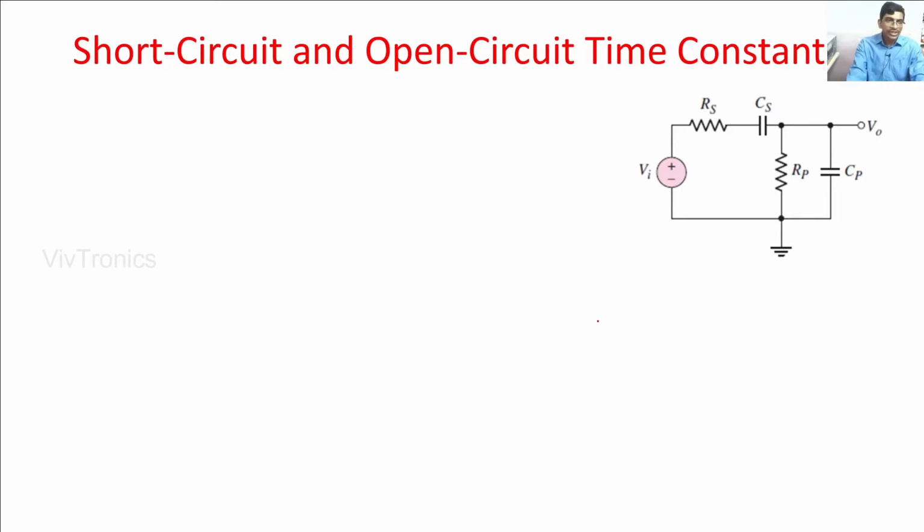Next, we are going to see the short circuit and open circuit time constant of a circuit. The circuit contains both the coupling capacitor as well as the load capacitor. It is different from the last circuit we derived. It is a combination of the series capacitance as well as the parallel capacitance, CS as well as CP. Now we are going to combine the effect of the series capacitance and the load capacitance, or parallel capacitance.